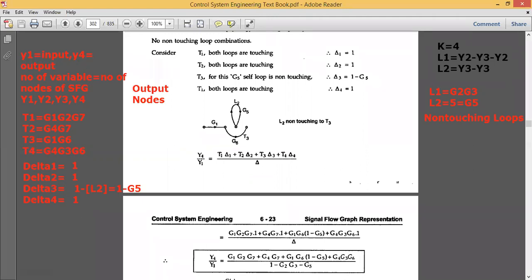But you should be very careful in finding the overall value and read the input and output in a proper way, so that there should not be any kind of confusion with respect to the signal flow graph. So with this topic, I conclude today's topic. Thank you.